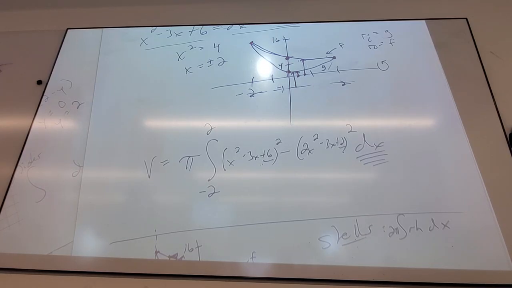If there was a... yeah, it would work the same way. Oh, like if you had a sine, yeah, then it would be sine squared. So shells can be used when it's parallel, and discs can be used when it's perpendicular.